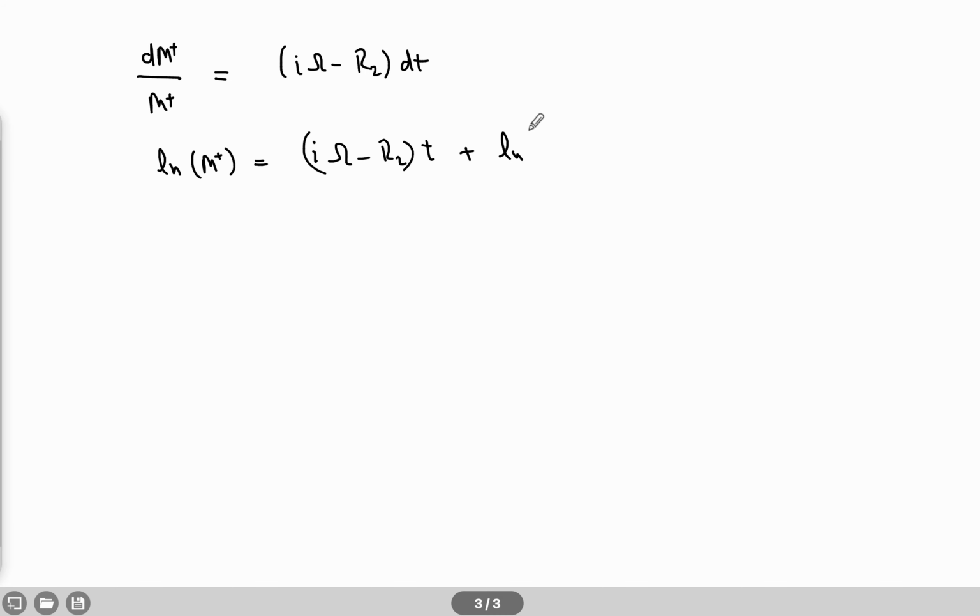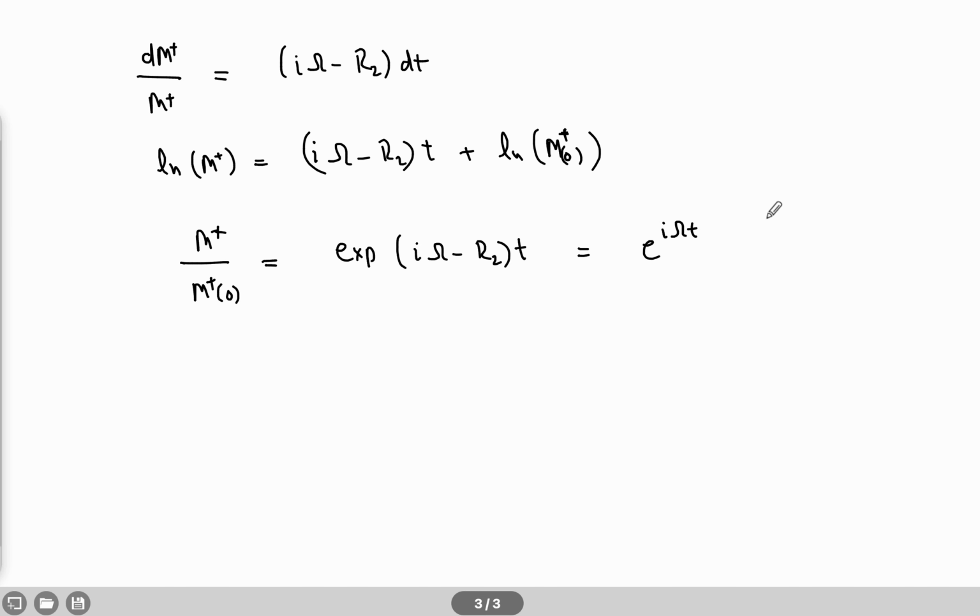plus, you can have a constant which can either be written as k or as the natural logarithm of M0, so magnetization M plus at t equal to 0. Now again what you can do is you can bring this down over here, and then you can write M plus divided by M plus of 0 at t equal to 0 can be written as exponential of i capital Omega minus R2 into t. Now this can further be separated as e to the i Omega t into e to the minus t R2.